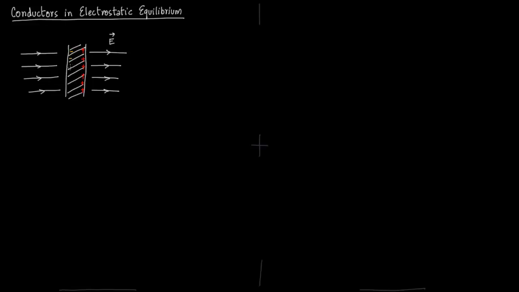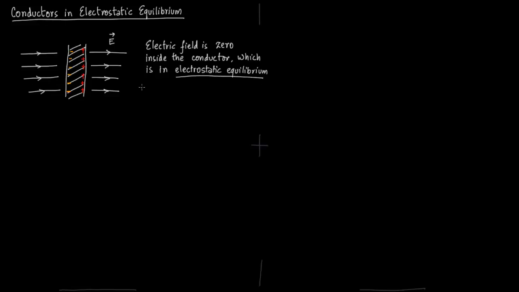So the conductor will have charge arranged in it. On the right side it will have positive charge, and on the left side it will have negative charge. That is, the electrons have flowed from the right side to the left side. The point we want to make is that the electric field is zero inside the conductor, and the conductor itself is in electrostatic equilibrium. Electrostatic equilibrium means that there is no net motion of charge inside the conductor.